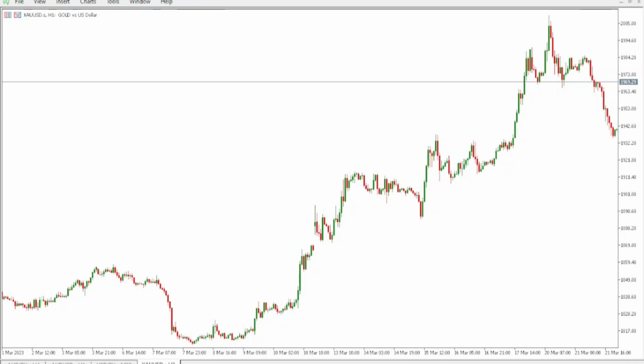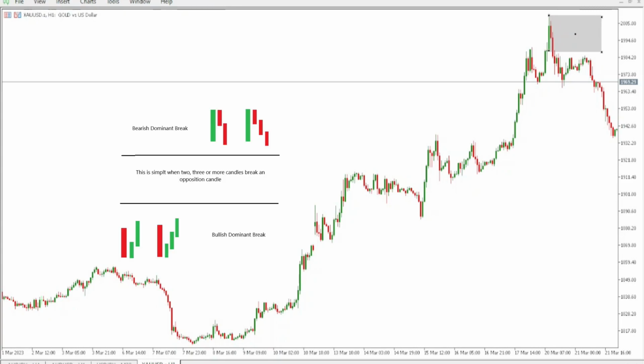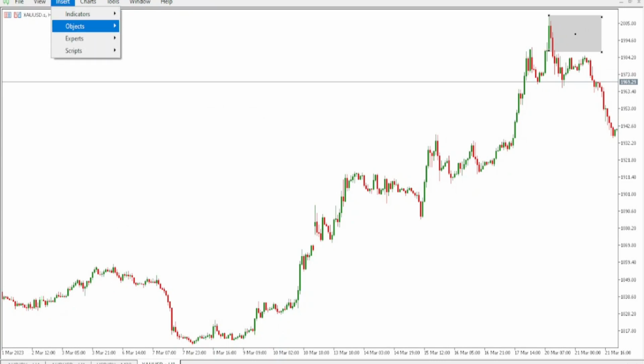To proceed, we need to identify a dominant candle break, and if you don't know what a dominant candle break is, it's simply when two or more candles break an opposition candle. I created a picture on the left hand side of the screen for those that are beginners to this theory to understand how it works. You can see the green candle is broken by two or three red candles. And that's just how a dominant candle break works.